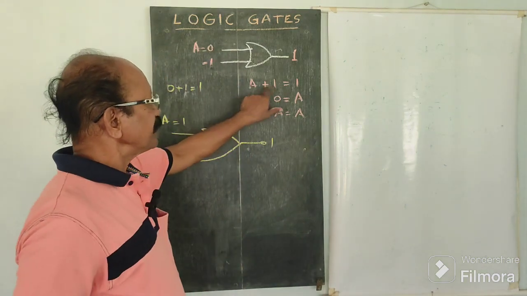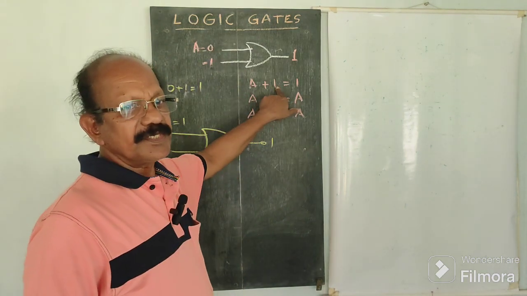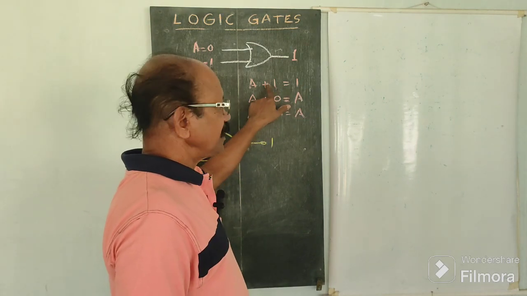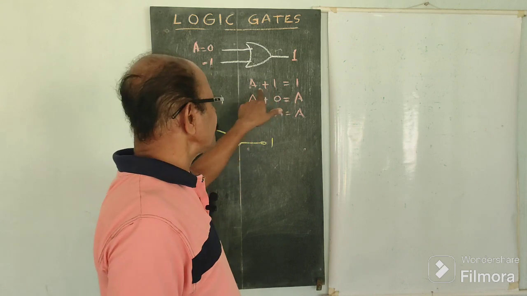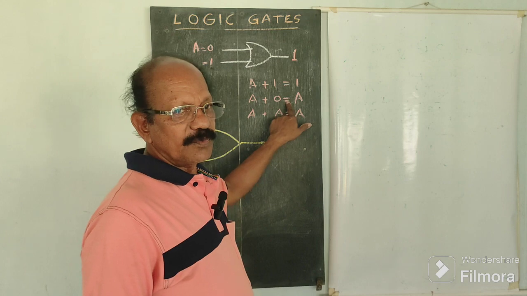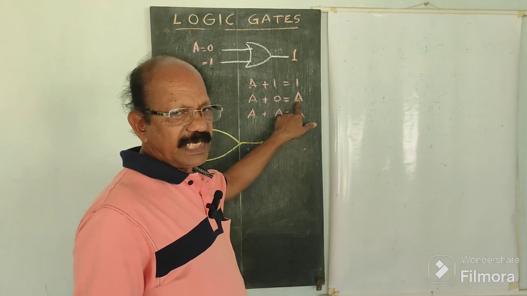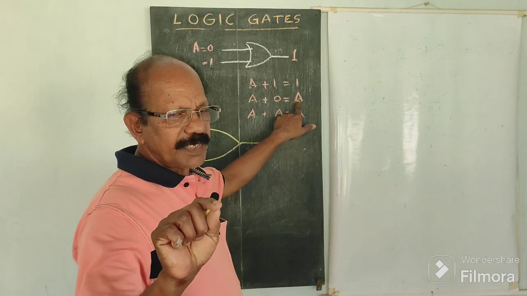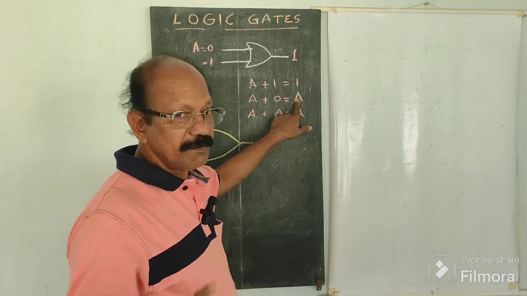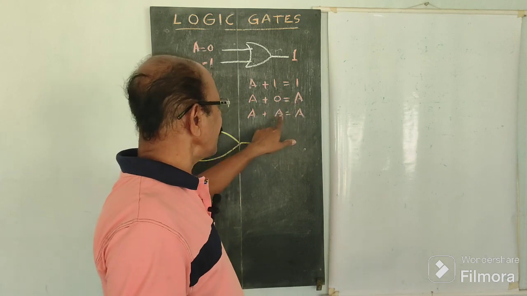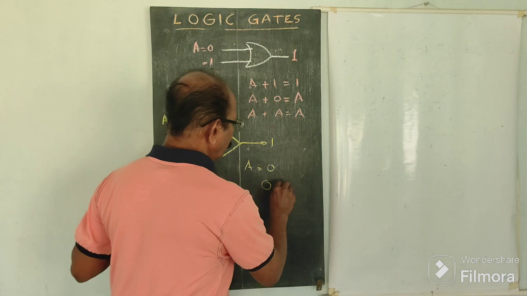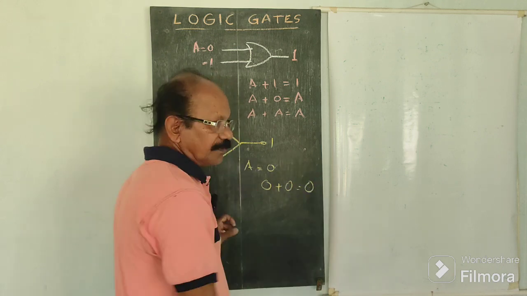Next, A plus 1 is equal to 1. A or 0 is equal to A; here plus means OR, I am using plus to mean OR, it is always OR. If A is equal to 0, then 0 plus 0 is equal to 0. That means when A is 0, 0 or 0 must be equal to 0.